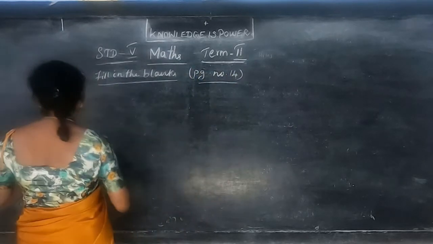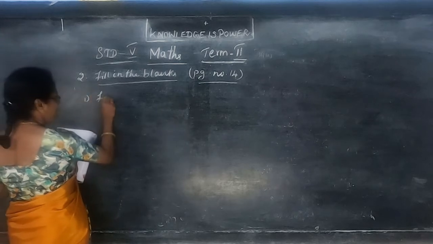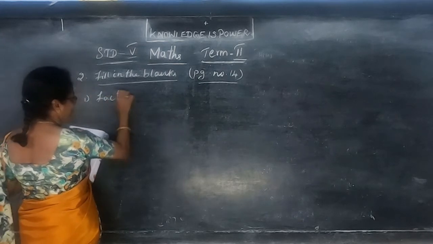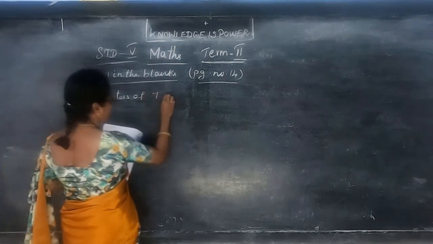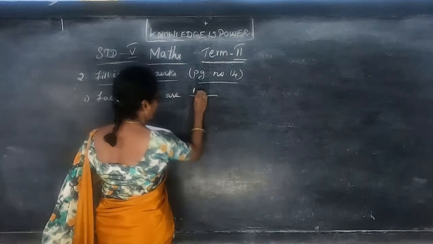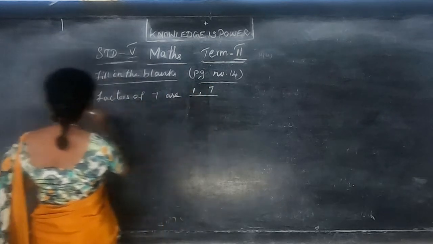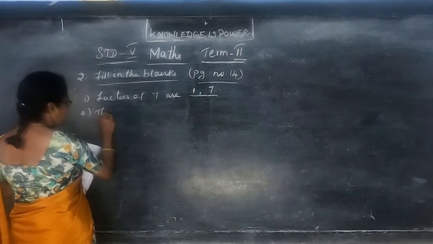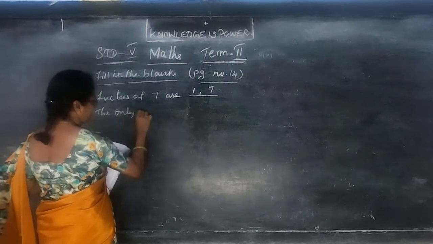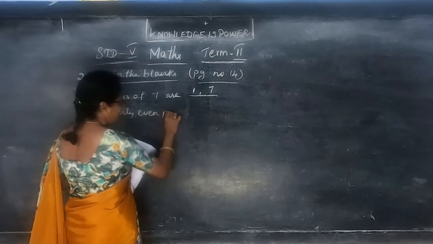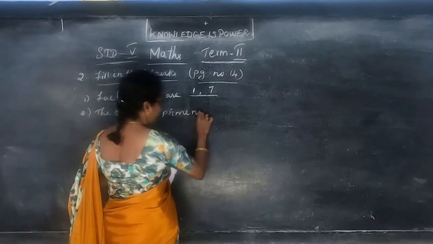Okay. So, in this, the factors of 7. First one is factors. The factors of 7 are, what are the tables? It will go 1 and 7 only. Then second one, the only even prime number. The only even prime number is 2.